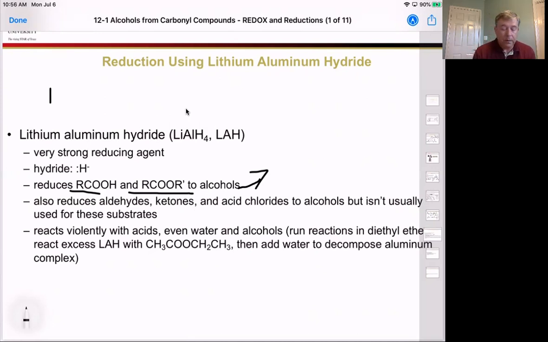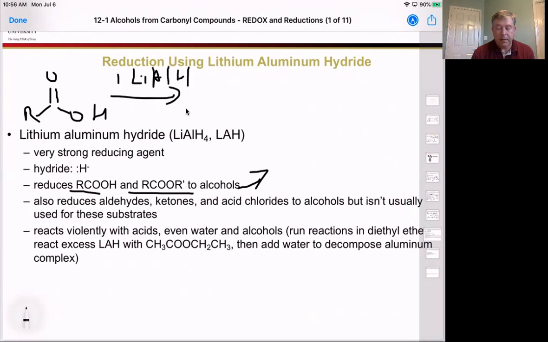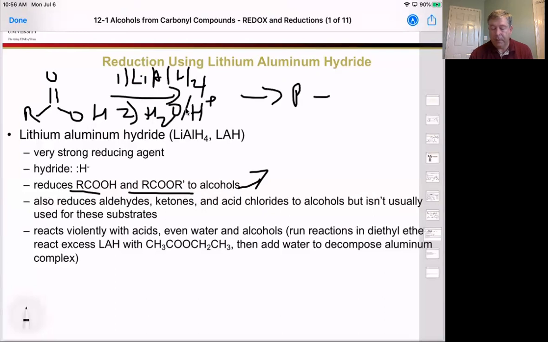So what that would look like is we would have our carboxylic acid right here, and then we'd say 1, lithium aluminum hydride, 2 is water or acid. And that'll reduce it down to a primary alcohol. The carbonyl carbon now has 2 hydrogens on it, and we still have an OH on there. So this is a very typical reaction, and it also, again, works with esters.